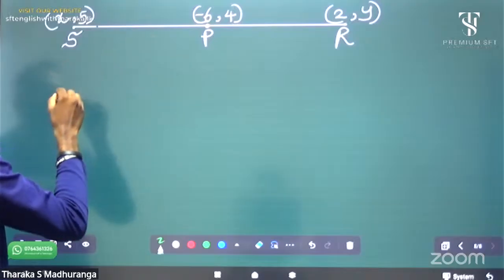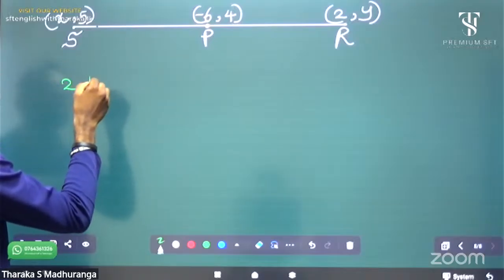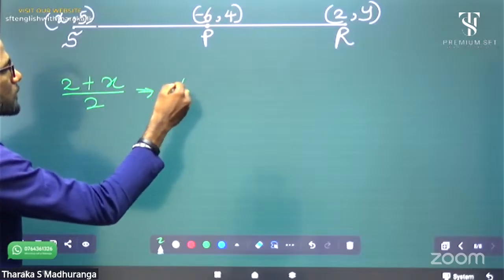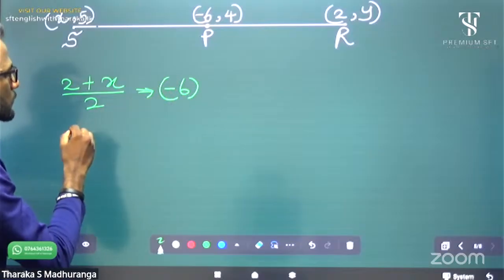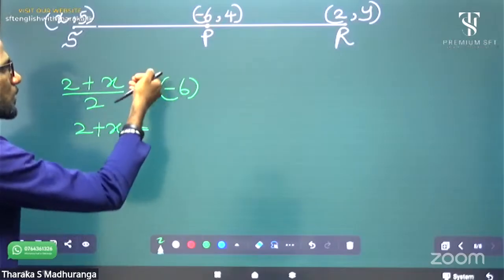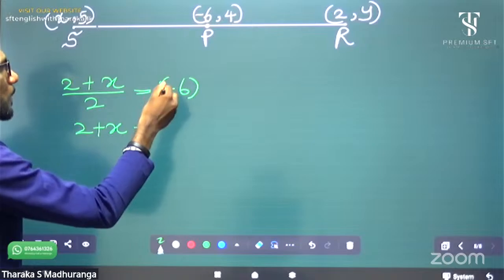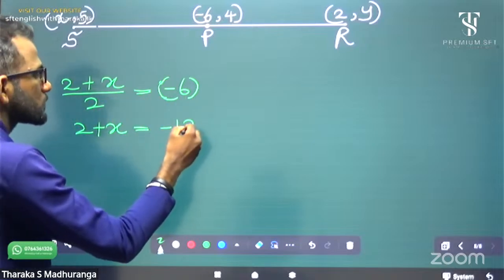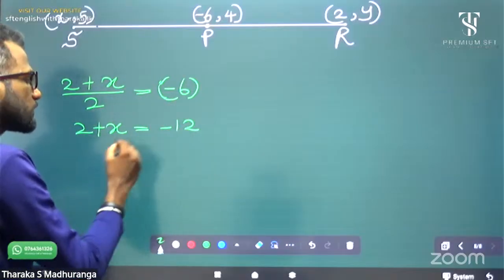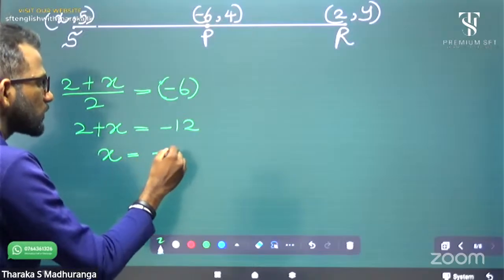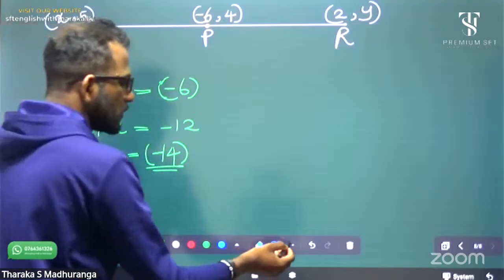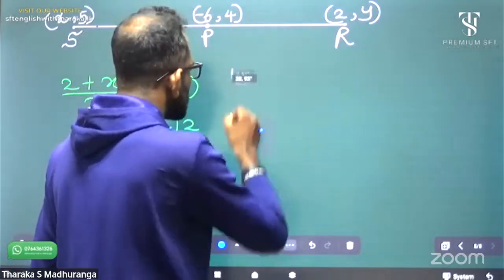Same method, x point coordinates: 2 plus x over 2 equals, what is the answer? The answer is minus 6. Now cross multiplication: minus 12, 2 plus x equals minus 12. Now plus 2 goes to the right side, it becomes minus 2, so x equals minus 14. Same method for the y coordinate.